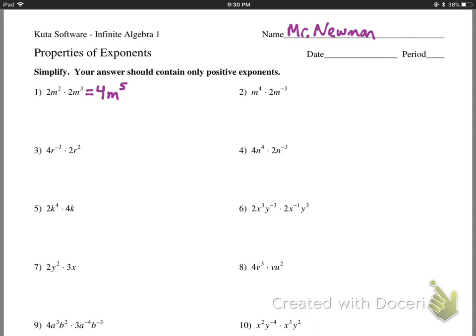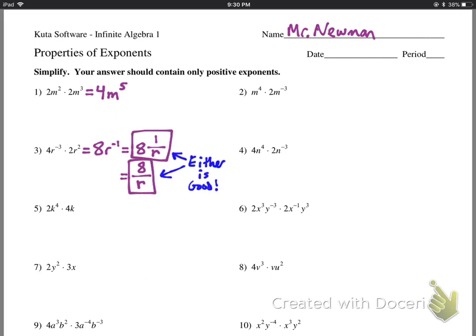Let's skip down. I'm not going to do every one, so skip on down to number 3. Notice that here again, 4 times 2 is 8, and we're going to add the negative 3 and positive 2. That becomes negative 1, but we don't want to leave it like that. We want to write it in the denominator, so you can write it like 8 times 1 over r. You could also write this as 8 over r. Either of those are acceptable or good answers. You actually really need to be able to recognize that both of them are valid answers.